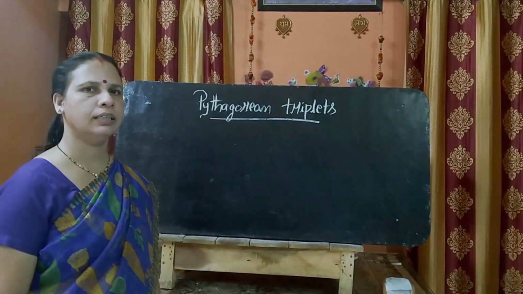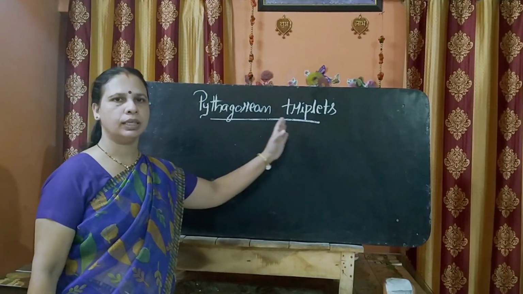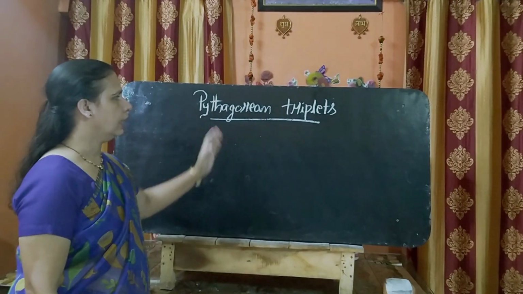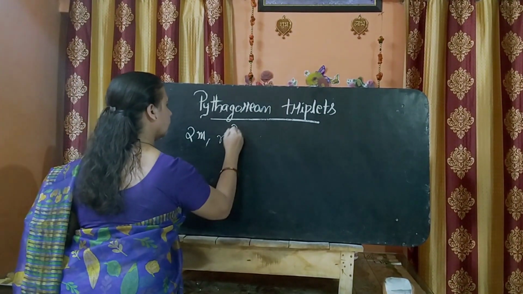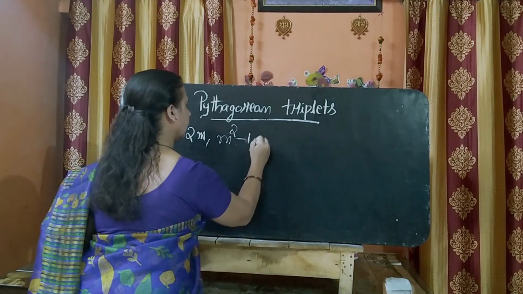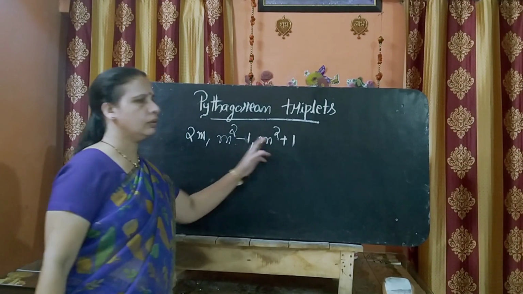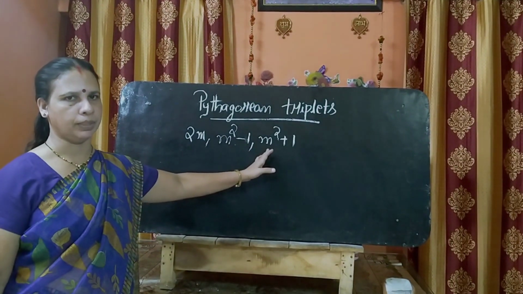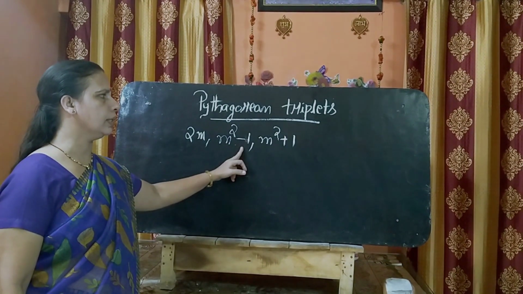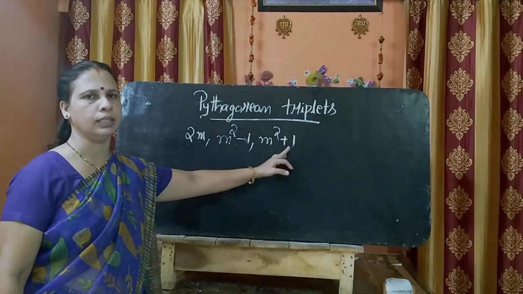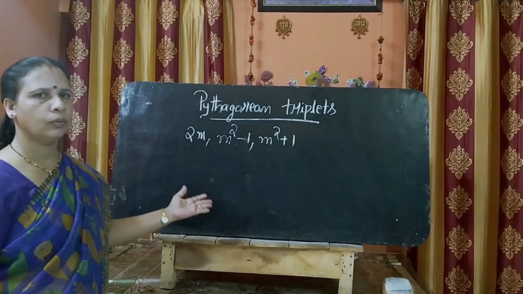Next we can learn Pythagorean triplet. What is Pythagorean triplet? Here 2m, m square minus 1, m square plus 1. These are known as Pythagorean triplets. Once more, 2m, m square minus 1, m square plus 1. These are called Pythagorean triplets. Copy down this.